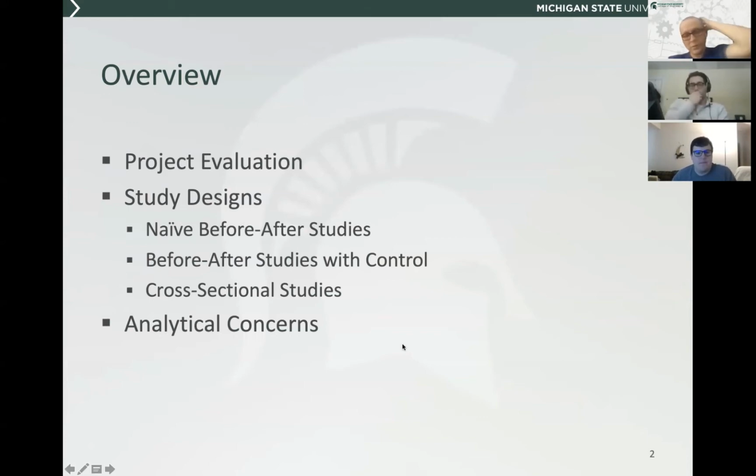And then we'll conclude with just a few analytical concerns that we'll talk about in greater detail next week when we get into empirical Bayes and some of the more complex evaluation methods.